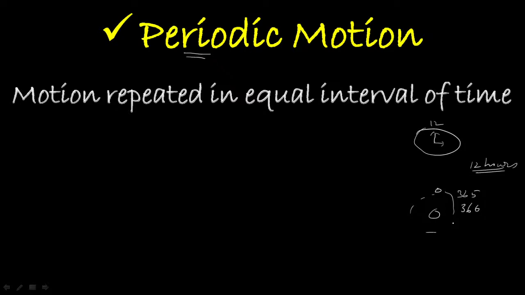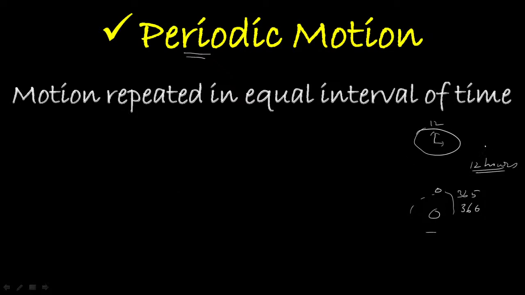Besides that, periodic motion is performed, for example, by a rocking chair, a bouncing ball, a swing in motion, and, as I told you earlier, the earth in its orbit around the sun, and a water wave. These are some examples of periodic motion. In each of the above examples, the interval of time for repetition of the motion is called the period.